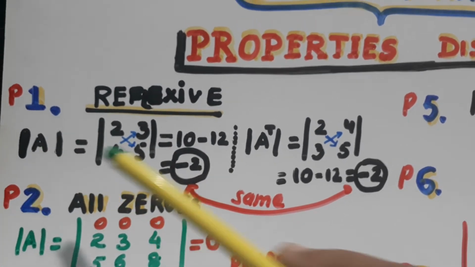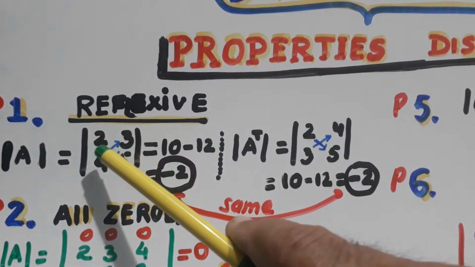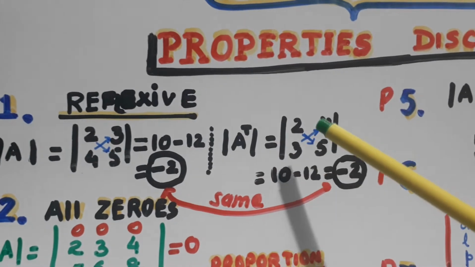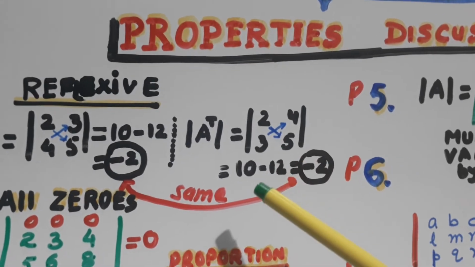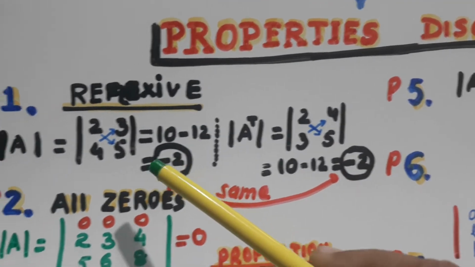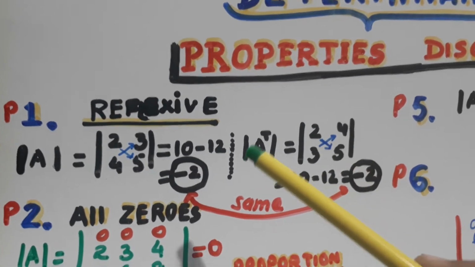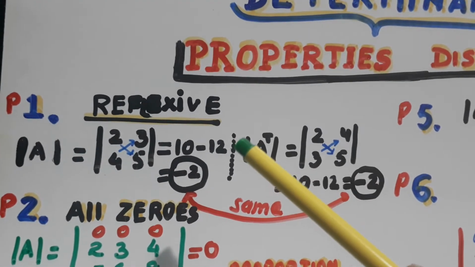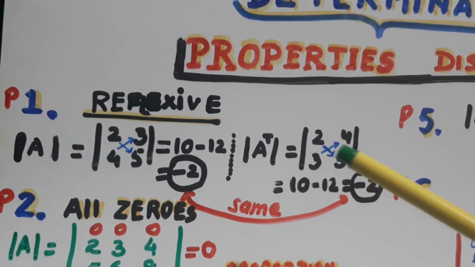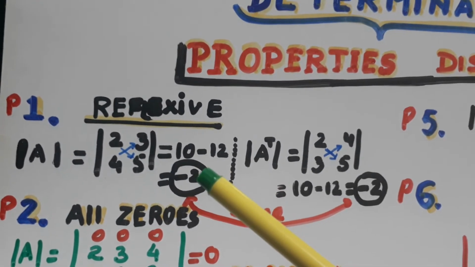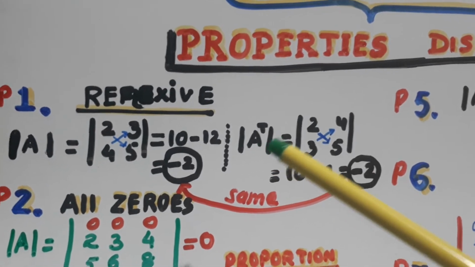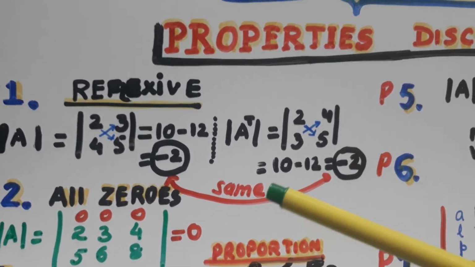Take its transpose. 2, 3 is a row, it will become a column. 4, 5 is a row, it will become a column. Find the value of this. It is again 10 minus 12, minus 2. It is the same. So reflexive property means it is a reflection. A reflection is the same. It is also minus 2. So when we change rows into columns and columns into rows, that is when we take the determinant of the transpose, the value of the determinant remains the same.